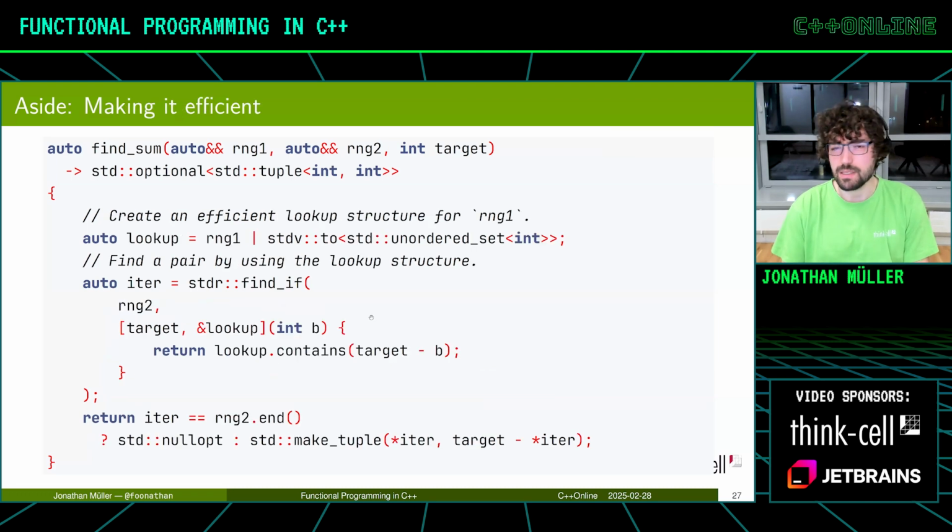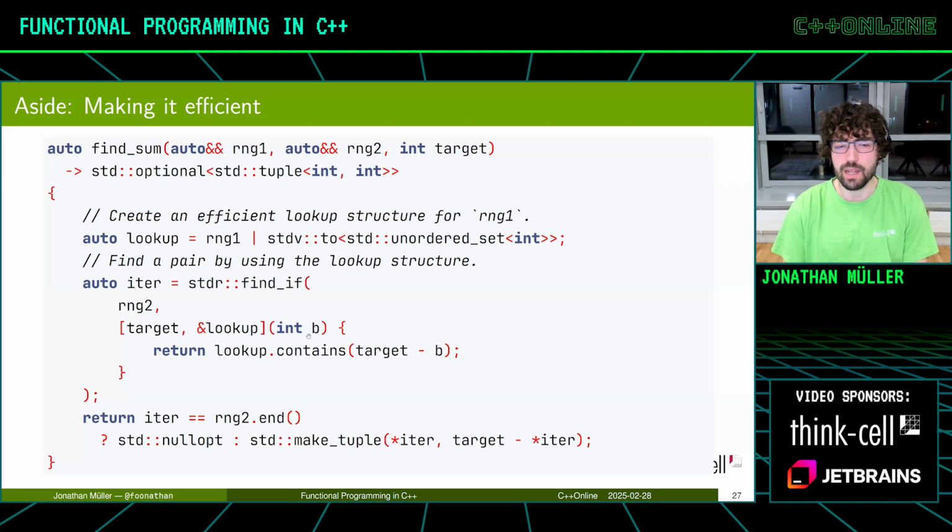So just for reference, this is a more efficient way where we use a lookup table. We iterate only over one range at a time and check our lookup table, which contains a set of all the elements from range 1. So by using 2, we can turn an arbitrary range into a container. In this case, the container is an unordered_set. And then we have a very efficient lookup.